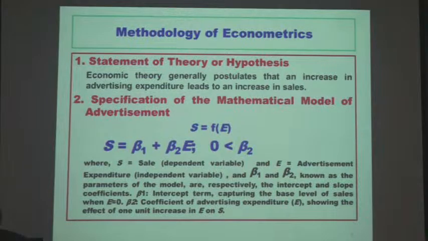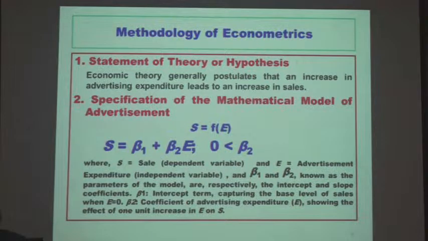As our second step, specification of the mathematical model of the advertisement. Economic theory gives us the advertisement model that sale is a function of advertisement expenditure. S for sale, F for function, E for advertisement expenditure. Function means there is a relationship between sales and advertisement expenditure. That is why we use the word F. S is our dependent variable and E is our independent variable. We write S is equal to F of E: sales is a function of advertisement expenditure.